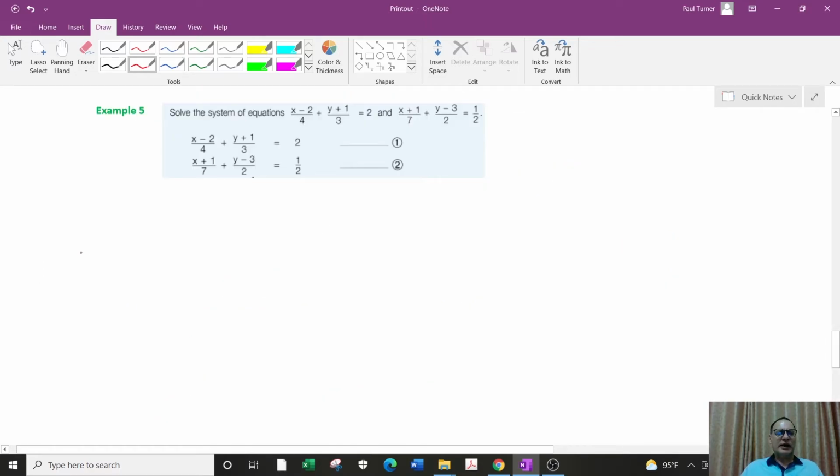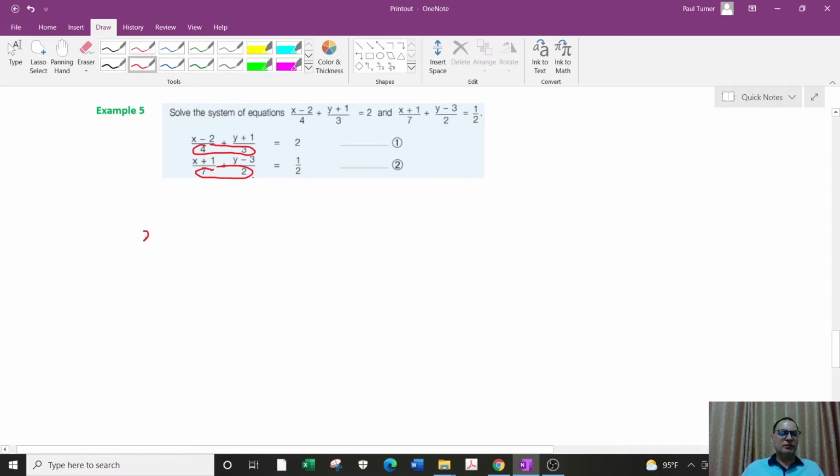This is example 5, our last example. Now, a little bit different, we have equations which are presented as fractions. So we're going to want to get rid of these denominators here. We don't want these denominators here. It just makes your life difficult. So we need to get rid of these first.